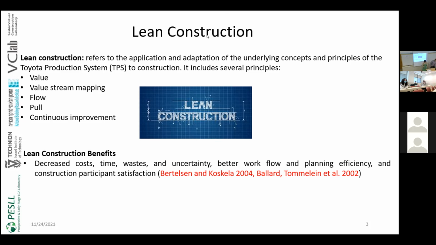Okay, good. So lean construction refers to the application and adaptation of the underlying concepts and the principles of the Toyota production system. It includes several principles: value stream mapping, flow, pull, and continuous improvement. Many researchers studied the effects of implementing lean in construction. They found that it reduces cost, time, waste, and uncertainty. It improves the workflow, planning efficiency, and construction participant satisfaction.